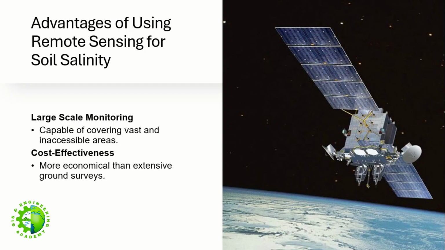Traditional ground surveys, while accurate, are labor-intensive and costly, especially over large areas. Remote sensing, in contrast, provides a more economical solution by covering vast areas quickly from satellites or aircraft, reducing the need for extensive physical sampling.